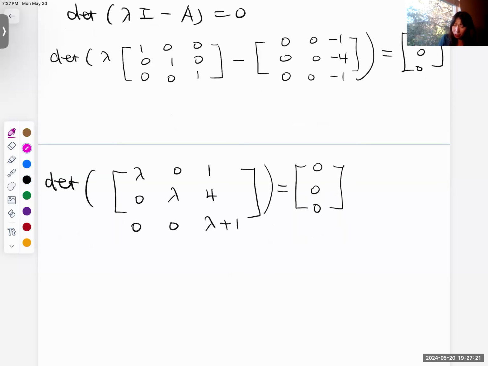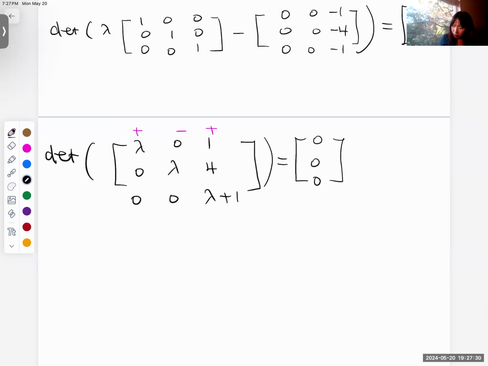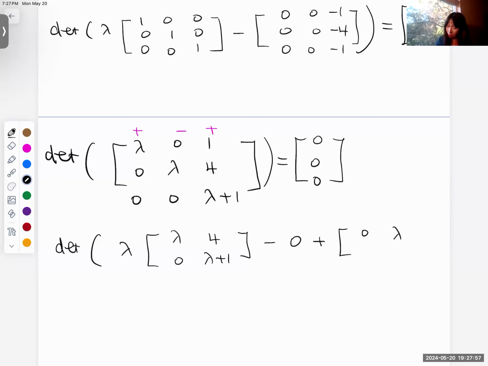So let's do using 3 by 3. So plus, minus, plus. Yeah. So there will be determinant. So lambda. So lambda, 4, 0, lambda plus 1, minus 0, right? So everything is 0, yeah? Plus 1, 0, lambda, 0, 0. Yes?